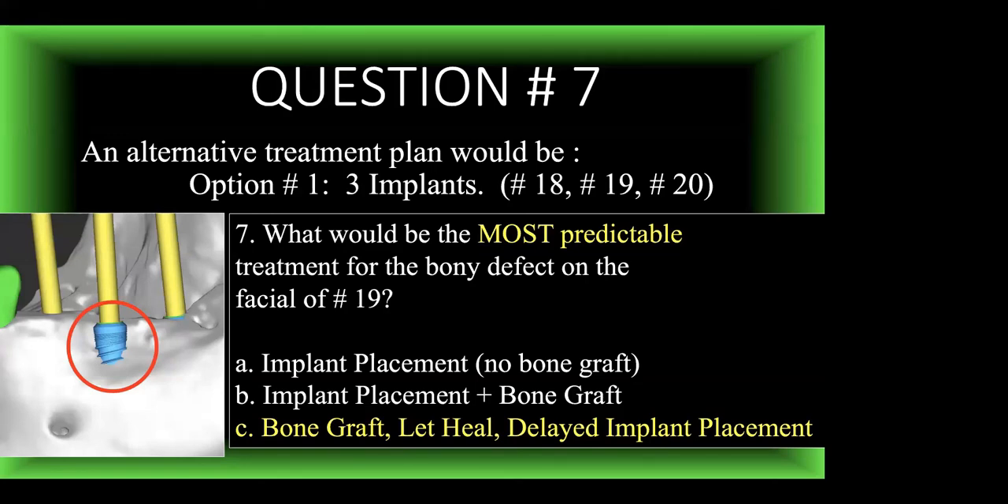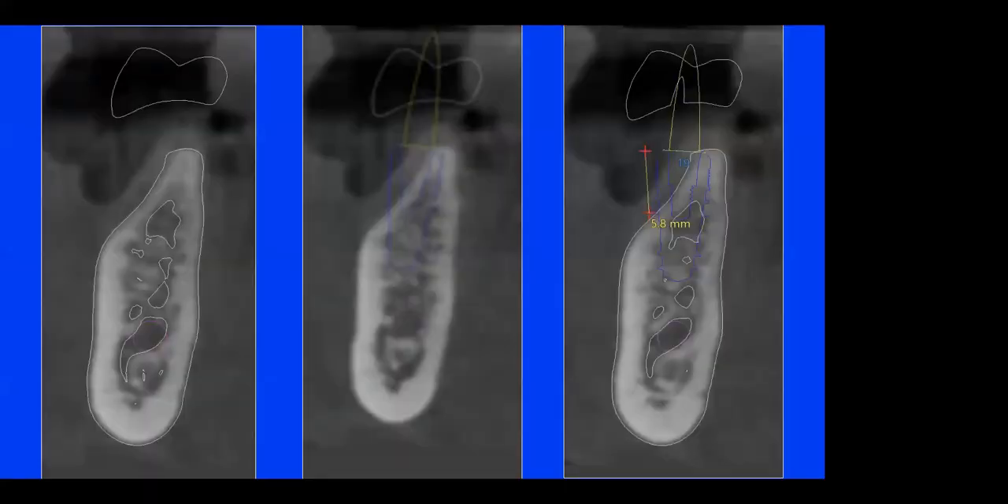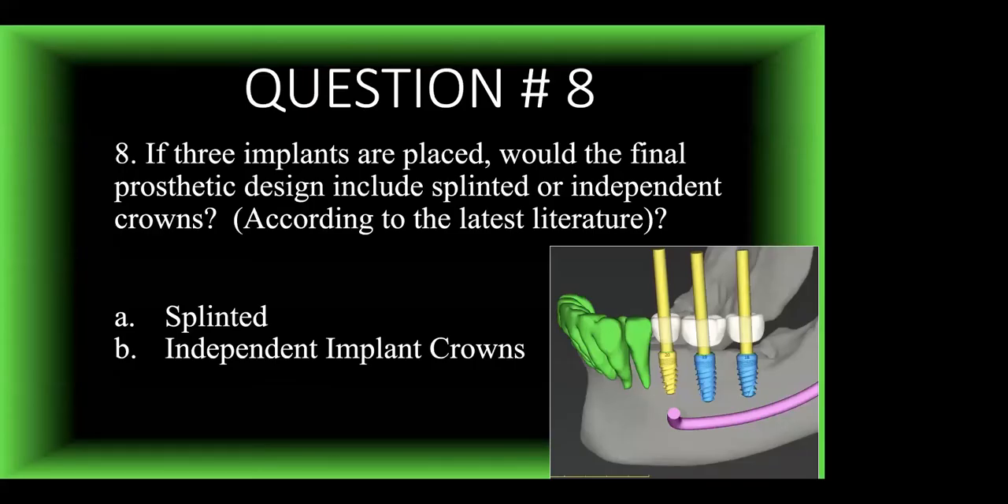Your best bet is do what's best for the patient and the most predictable with the least amount of morbidity. And that would be bone grafting it, letting it heal, coming back, and placing the implant in the ideal position for the longevity of the prosthesis. So I know everyone wants to get everything done yesterday, but always put yourself in the patient's view. I mean, you don't want this patient coming back in a couple years with a problem. So do it the most predictable way.